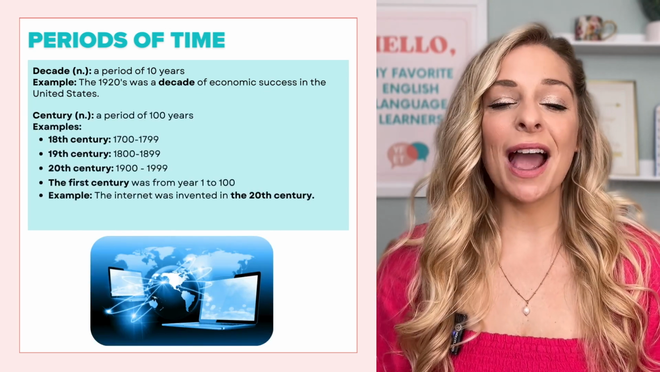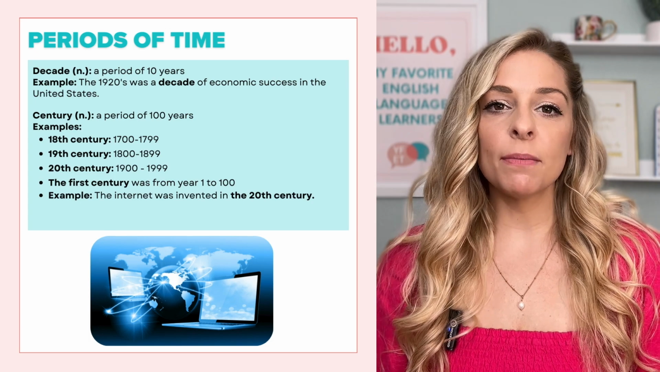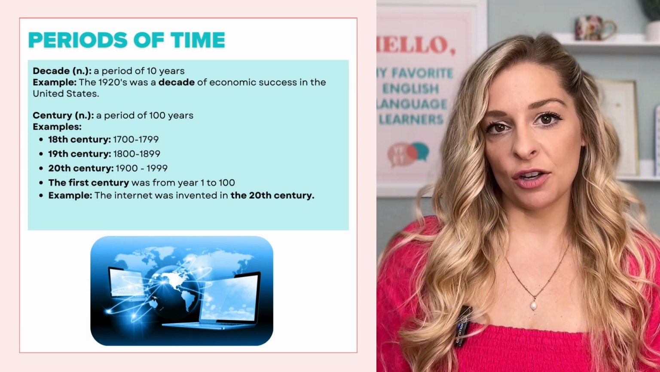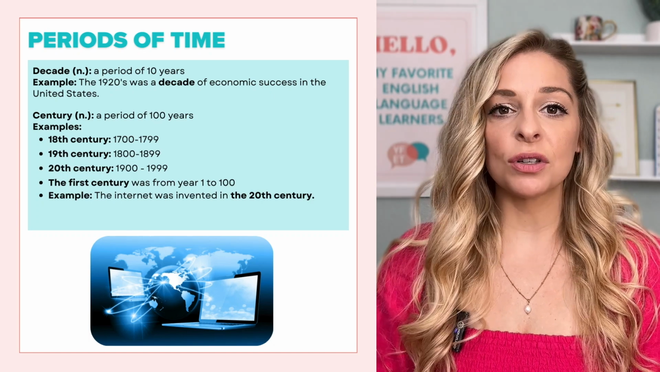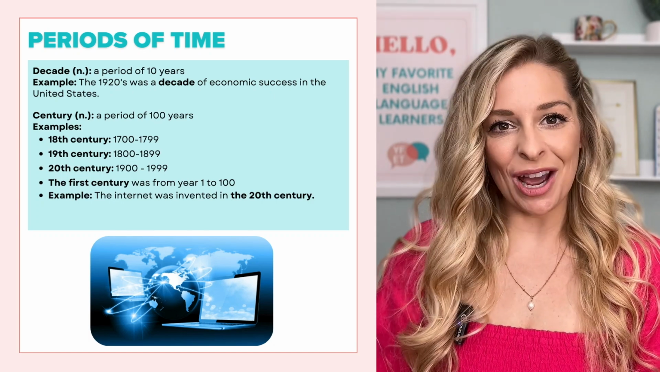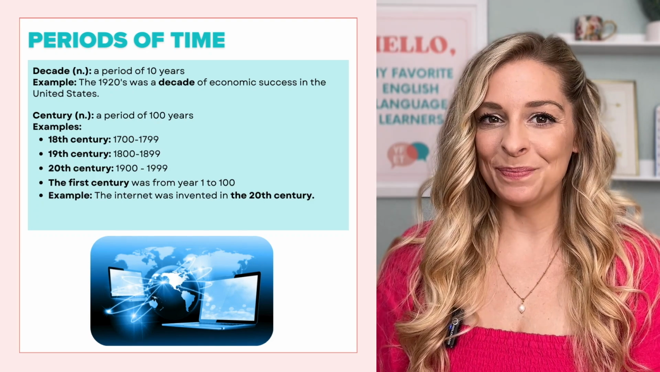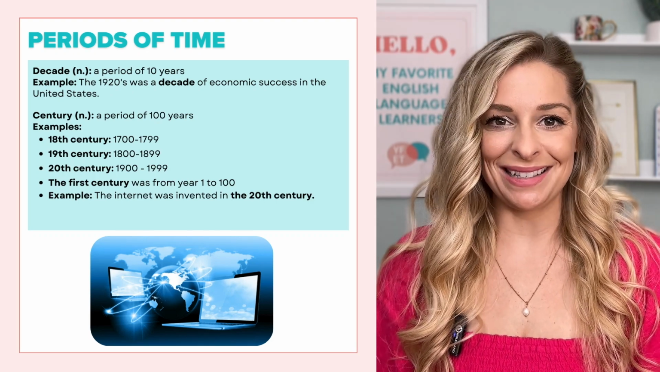And similarly, we have the word century, which is a period of 100 years, coming from the root cent, which means 100. For example, the 18th century, which is 1700 to 1799, the 19th century, which is 1800 to 1899, and the 20th century, which is 1900 to 1999.